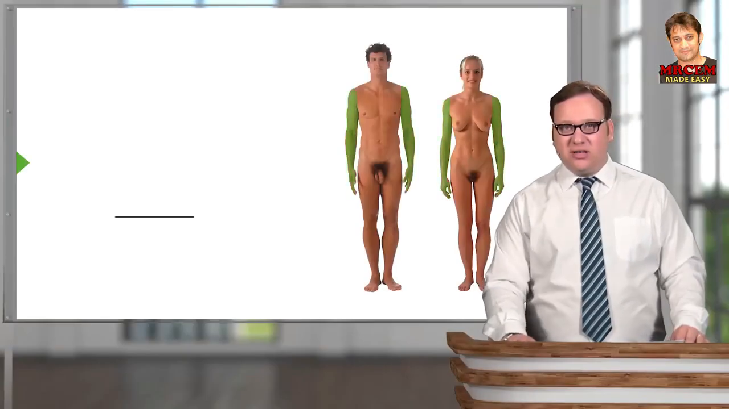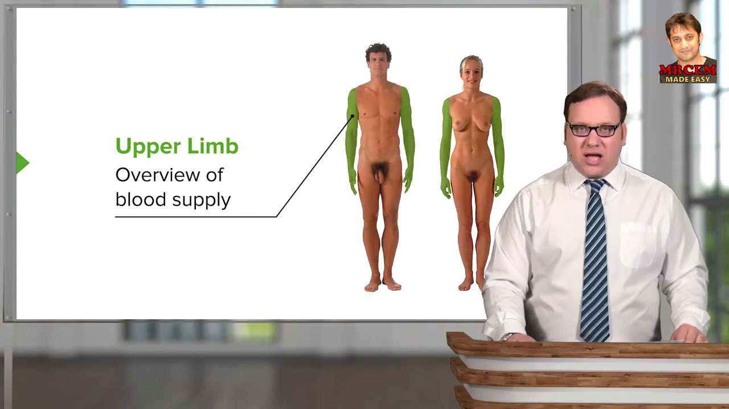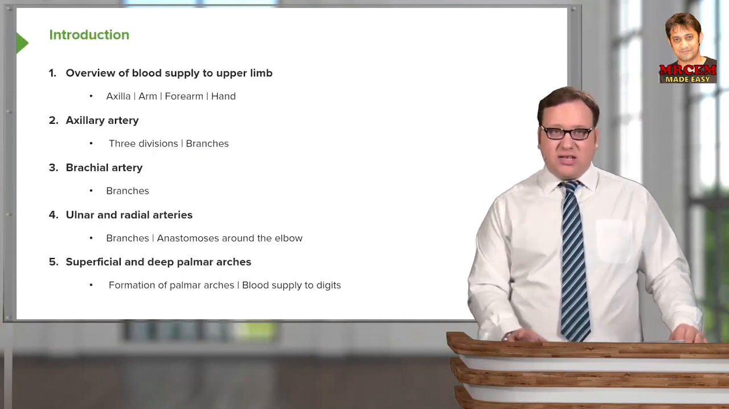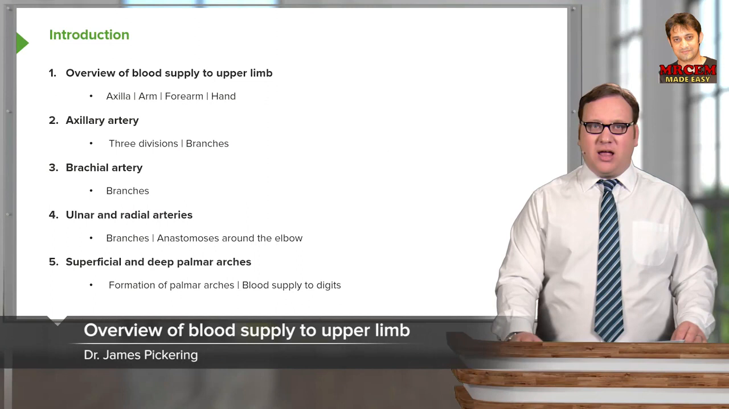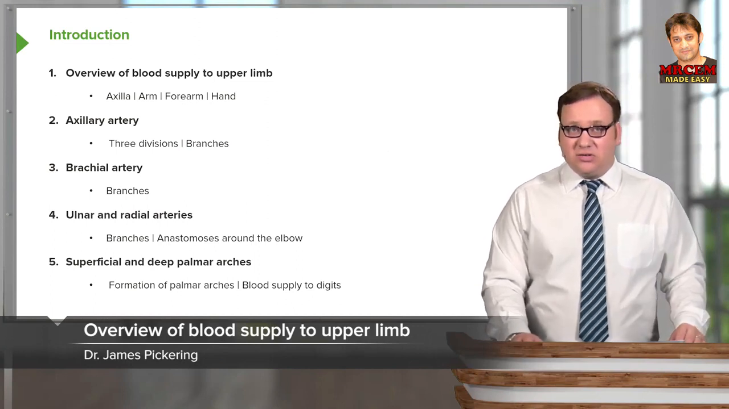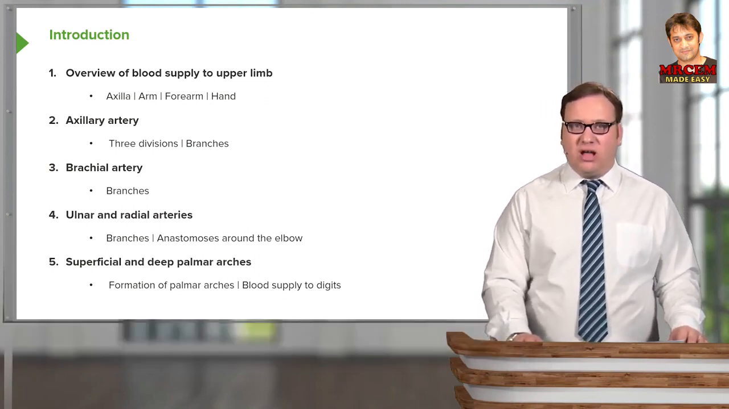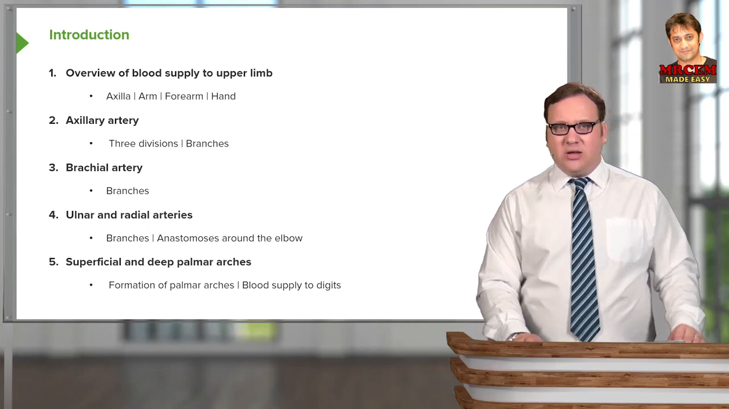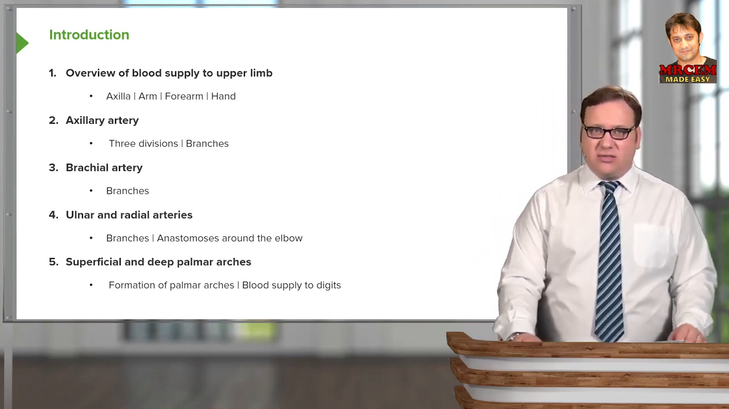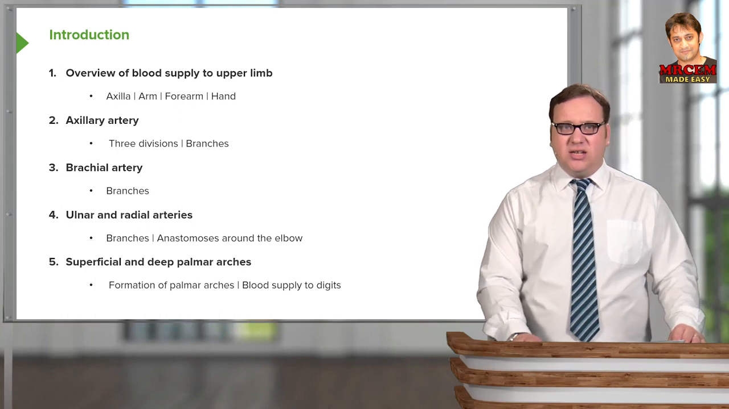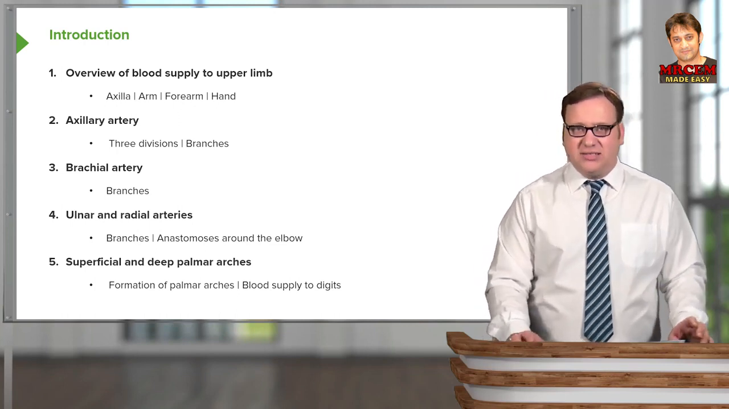In this lecture, we're going to look at the blood supply to the upper limb. So really it's going to be an overview of the blood supply. We'll look at the blood supply to the axilla, the arm, the forearm, and the hand. We'll look at the axillary artery, its three divisions and the various branches. We'll look at the brachial artery and its branches.